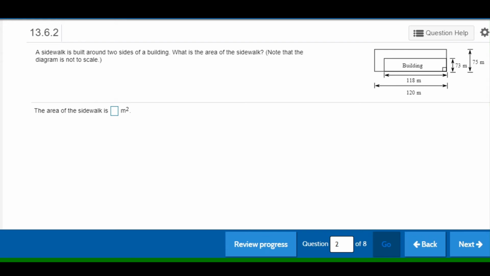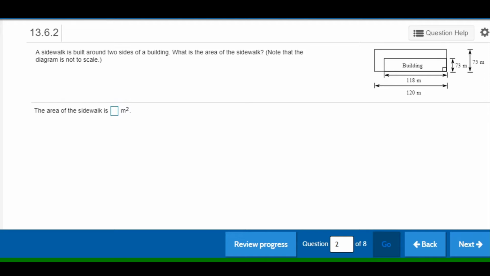A sidewalk is built around two sides of a building. What is the area of the sidewalk? Note, the diagram is not to scale. That means not to scale just means that the picture may seem like it's smaller or larger than the dimensions.